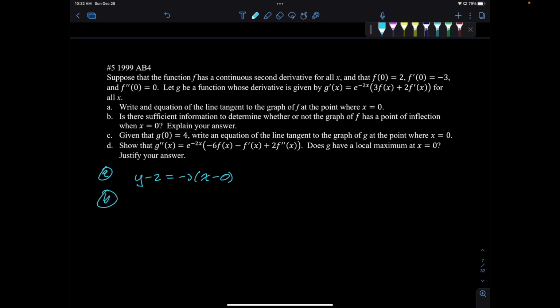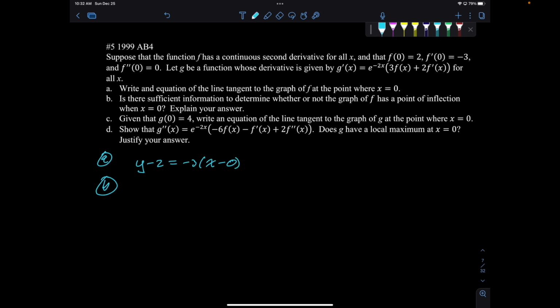Is there sufficient information to determine whether or not the graph of f has a point of inflection at x equals 0? Explain your answer. We know f double prime is 0, but we do not know if there's a sign change, so I'm going to say no. No. F double prime of 0 is 0, but we don't know.